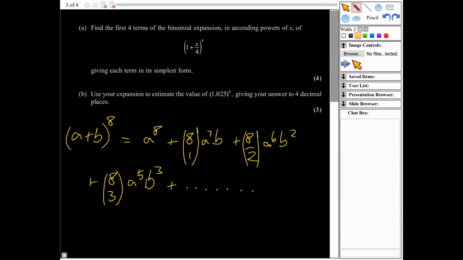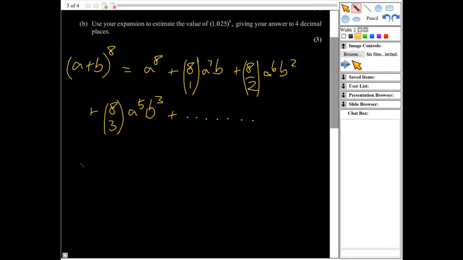Now what I need to do is actually fit the question we've got into that format. So instead of a, I've got 1, and instead of b, I've got x over 4. And then I also need to work out what 8 choose 1 would be, 8 choose 2 would be, and 8 choose 3 would be.